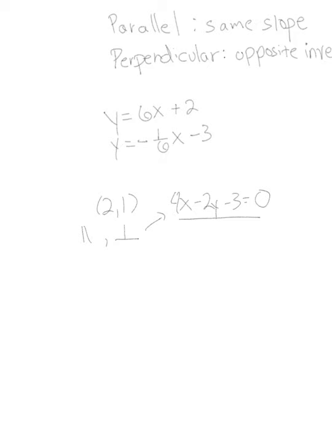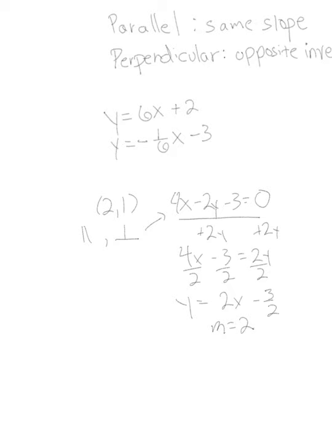I'm going to add 2y to both sides. 4x minus 3 equals 2y. Divide everything by 2. So then y equals 2x minus 3 halves. We really don't care about the 3 halves, but we definitely care that our slope equals 2. So now we can use that slope to find a parallel and perpendicular line.